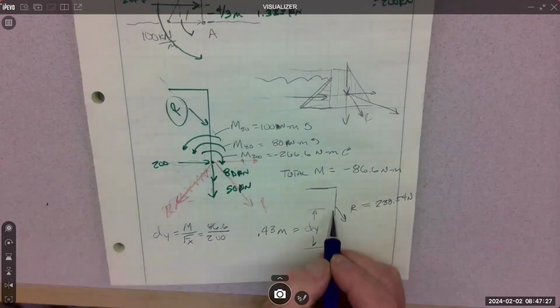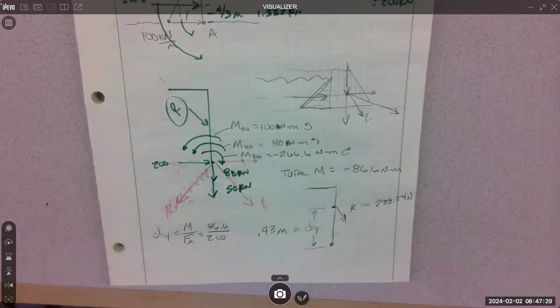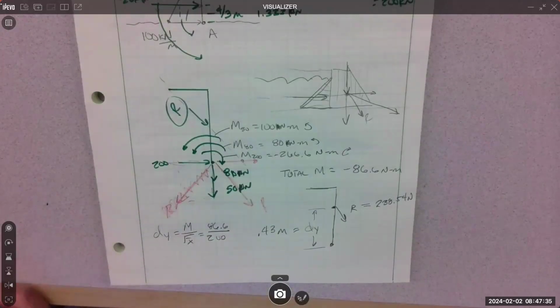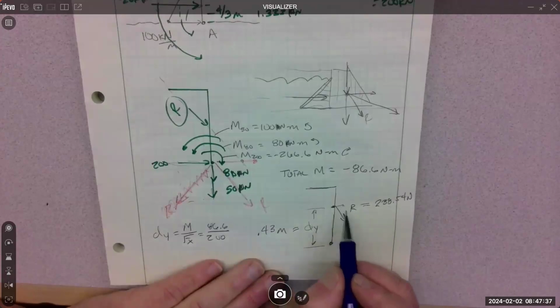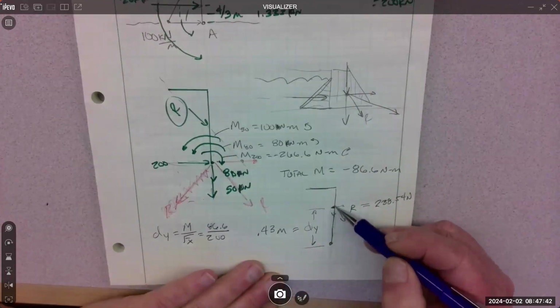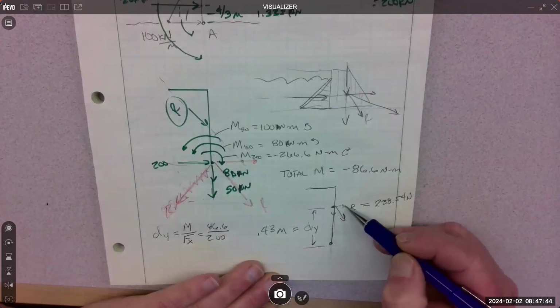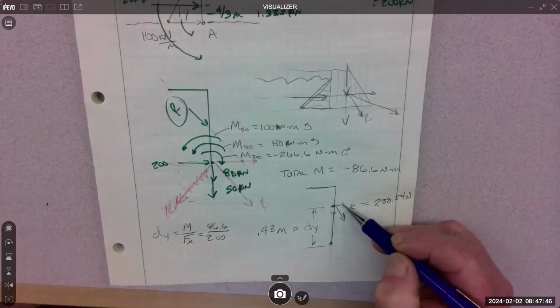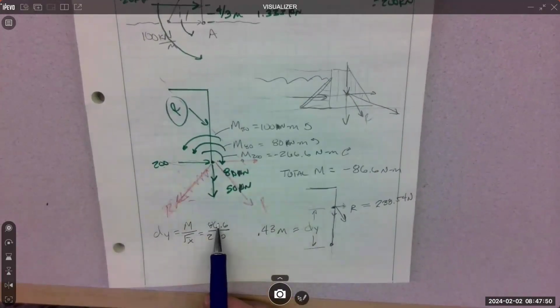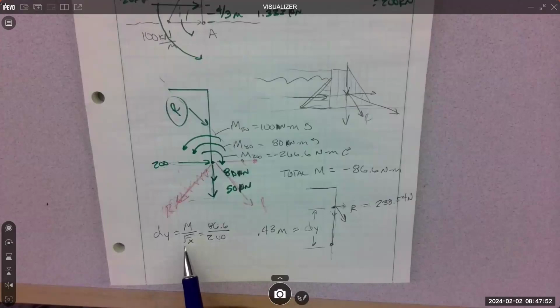And then I found the location of R by taking that moment and dividing by whatever's creating the moment. So if I look at these two components, the y component does not create moment, it drops out. All of the moment is created by the x component, which is 200. So I take the moment, divide by 200 to get a y distance. That's the trick.